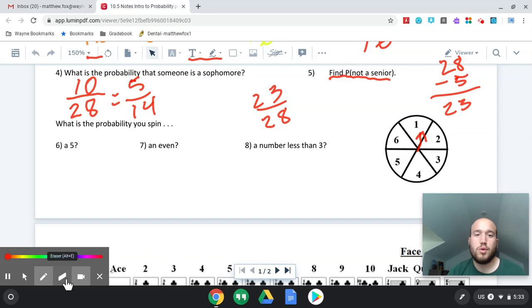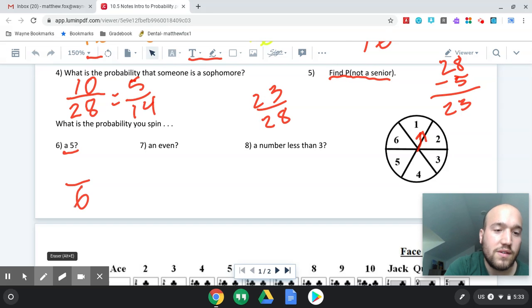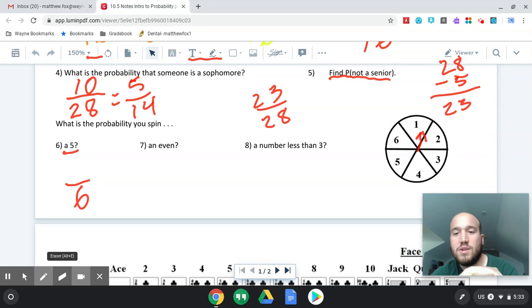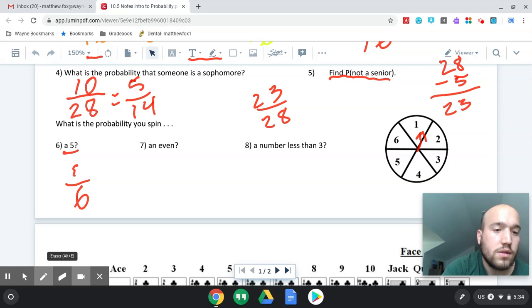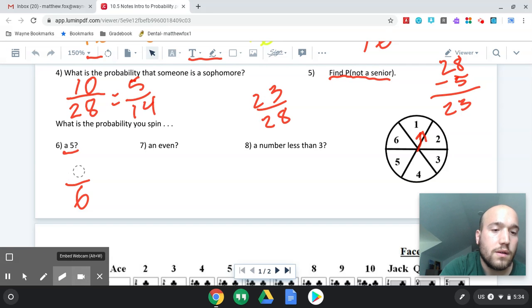Okay, so what's the probability you spin? So this first one says a 5. So if we look, there are 6 different spots. 1, 2, 3, 4, 5, or 6. And we're assuming that each of these is equally likely. Okay, it doesn't say that, it probably should, but so we know the total amount, there's 6 different ones. Okay, what's the probability you spin a 5? There's only one space that has a 5. So, oops, let me fix that. So it's going to be 1 over 6.